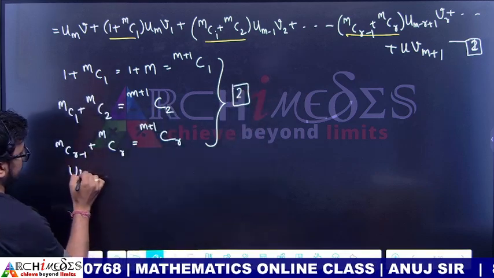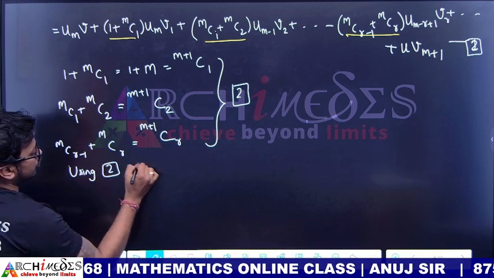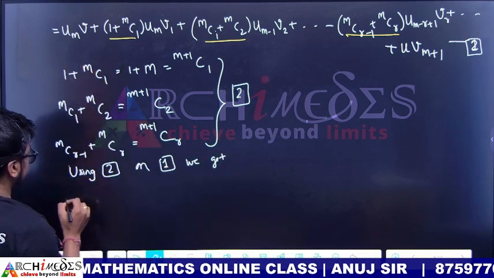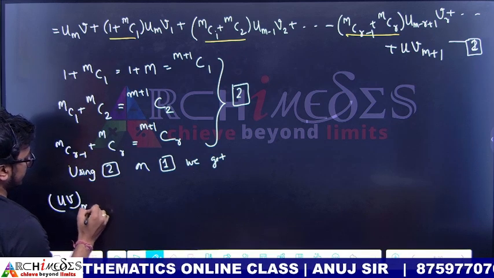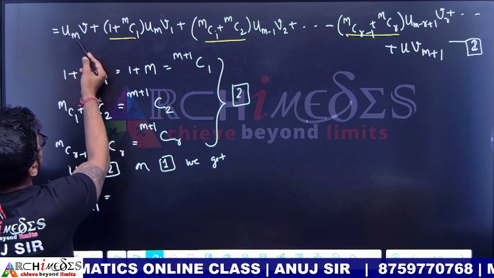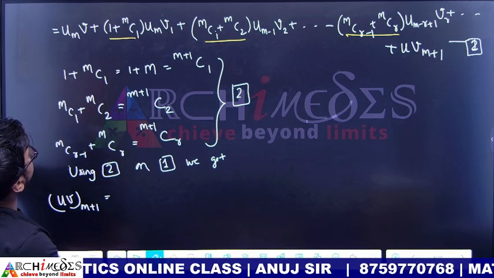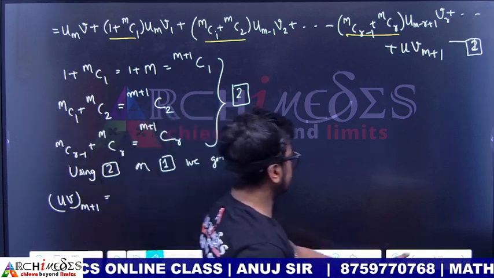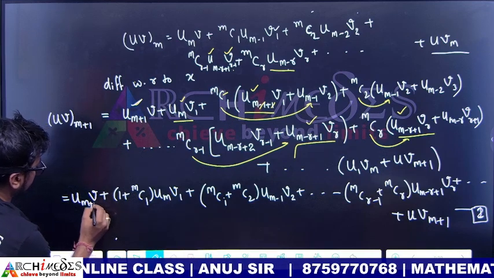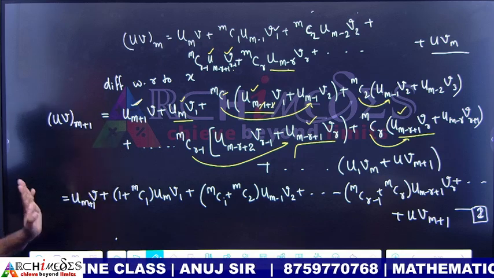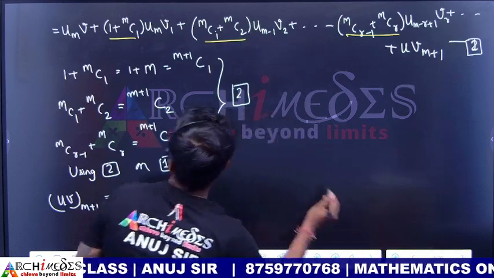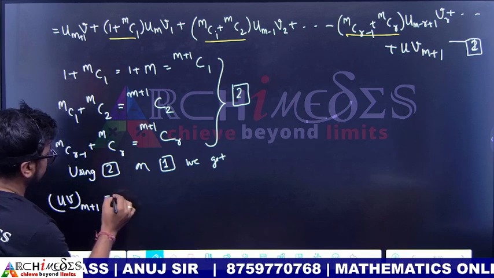I'm writing using the two, and where 1, we get u^(m+1) v. Here this is also m plus 1, I think. Yes, it is m plus 1. I just copied wrongly, okay? It is u^(m+1) v. Am I clear? This u^(m+1), and then I'm coming. Clear? So that means this is u^(m+1).